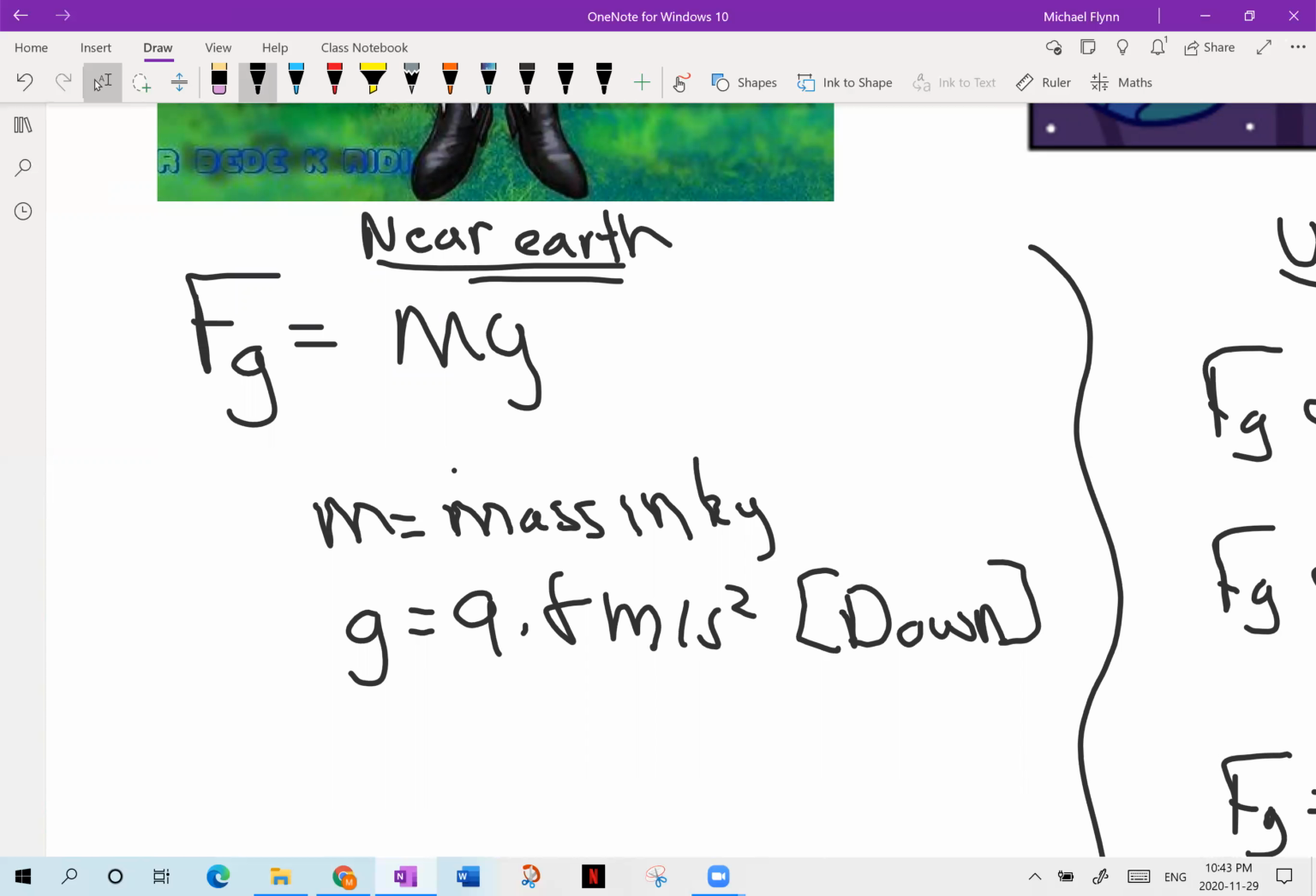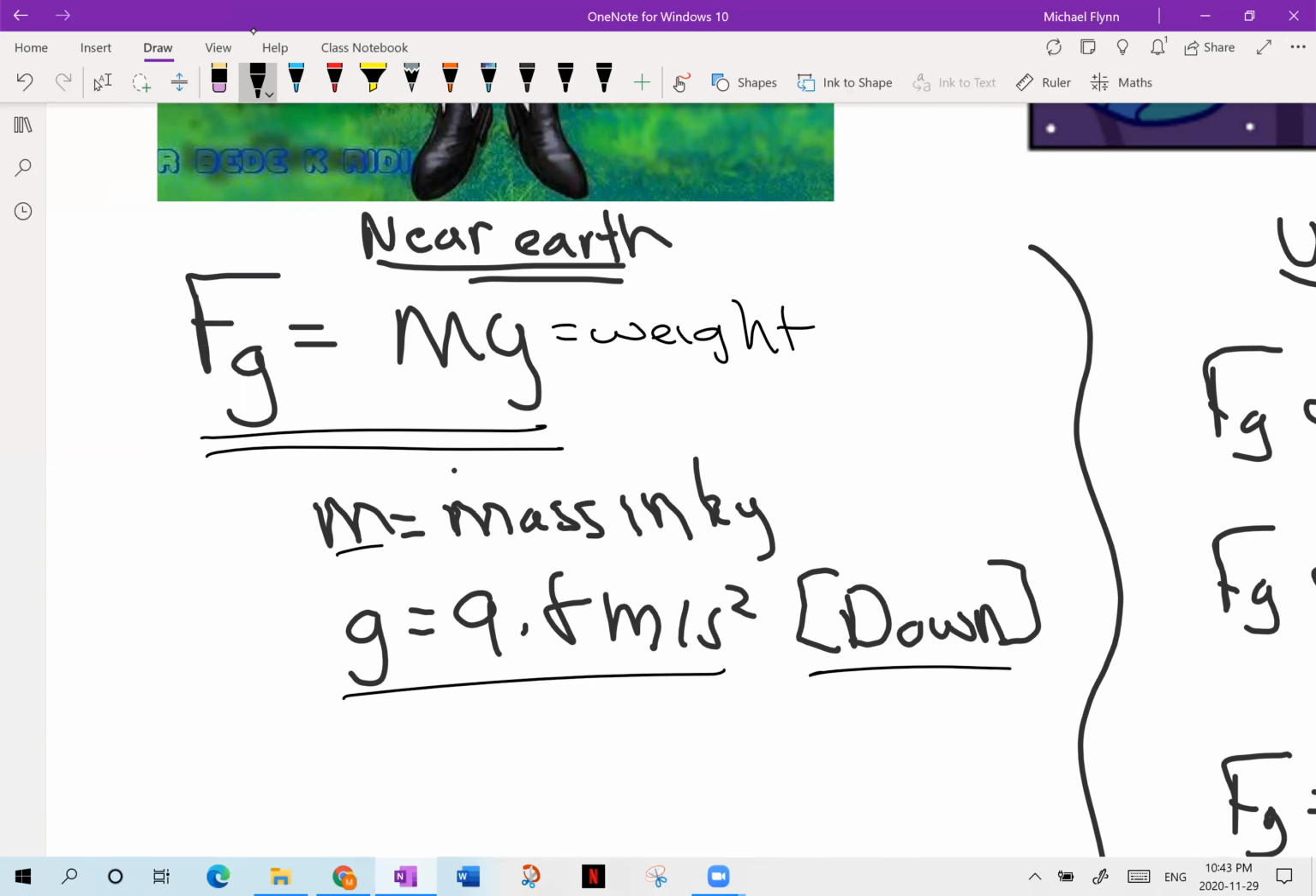Gravity near the Earth, we know very well, it is our good friend. Gravity gives you exercise every day as you fight against it. Okay, so we just go, the force of gravity equals mg. This is equal to your weight, of course. m is your mass in kilograms, and g is 9.8 meters per second squared down.